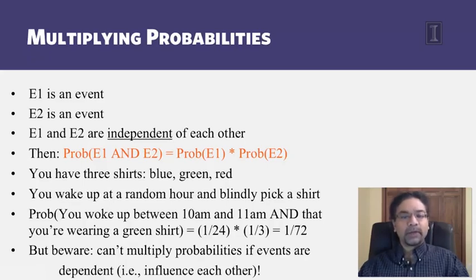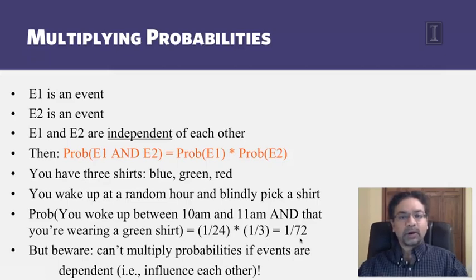Well, the probability of the first event, that you woke up between 10 and 11, is 1 over 24, like we calculated on the previous slide. The probability that you pick the green shirt is 1 out of 3, because you have 3 shirts and you want to pick the green one. So the probability that both these events are true, that you woke up between 10 and 11 and that you wore the green shirt, is the multiplication of the probabilities of those events. So it's 1 over 24 times 1 over 3, and that gives you 1 over 72.